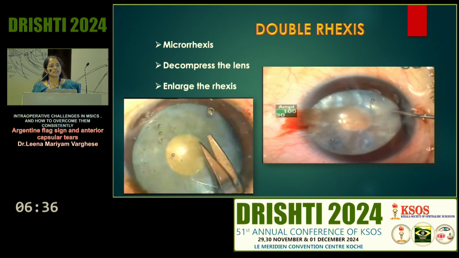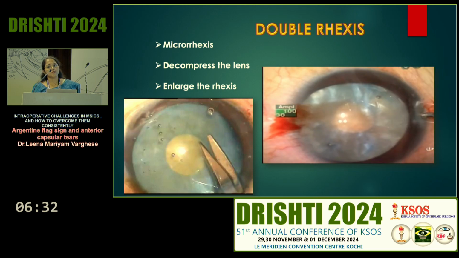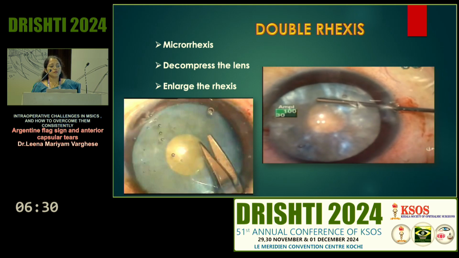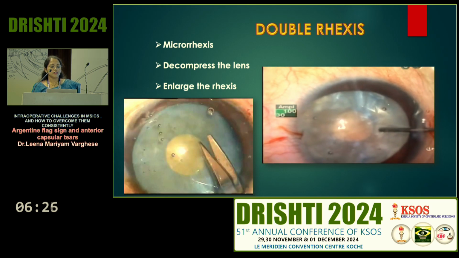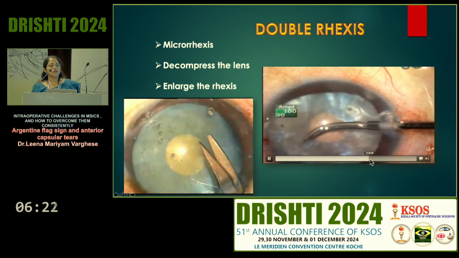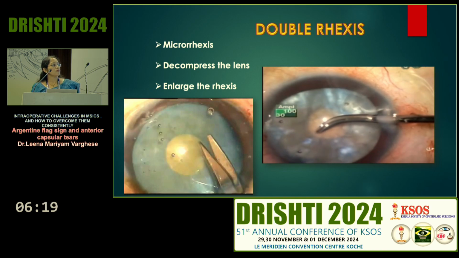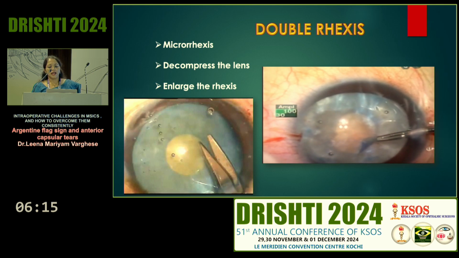Once that is done, the lens is decompressed. Then you use the soft shell technique. You flatten the capsule with viscoelastic and use micro rhexis scissors to enlarge the rhexis. When you cut, you should cut tangentially at the micro rhexis. Once the cut is made, you have a flap with which, and with a forceps, you enlarge the rhexis to adequate size.